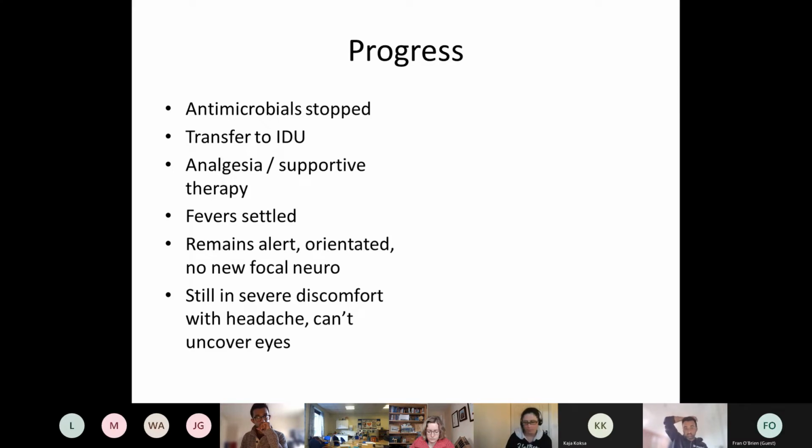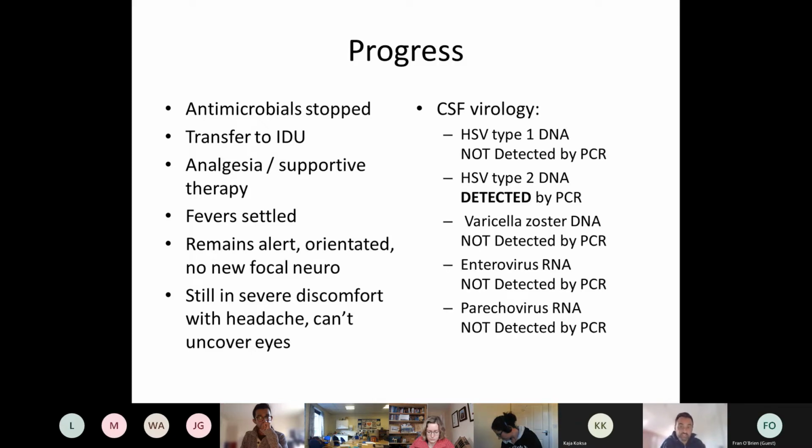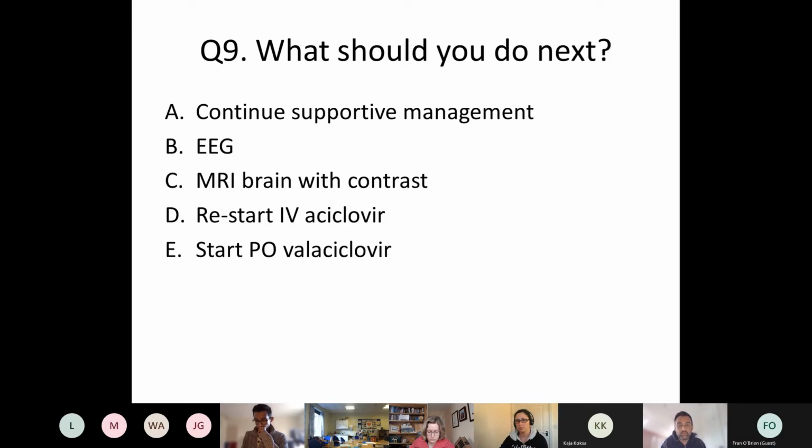The fevers did settle, and she remained well neurologically, but her headache didn't settle at all, and she actually remained quite uncomfortable, and again would sit there with her eyes covered. And then the CSF virology came back, showing that this was herpes simplex virus type 2, and that was quite interesting. We'll go on to talk about what we should do next, but what would you do next, and what is the relevance of the HSV2?